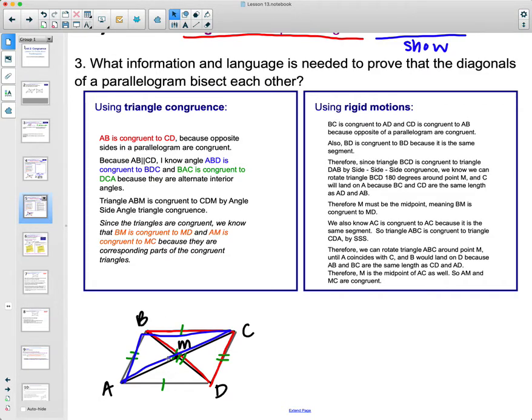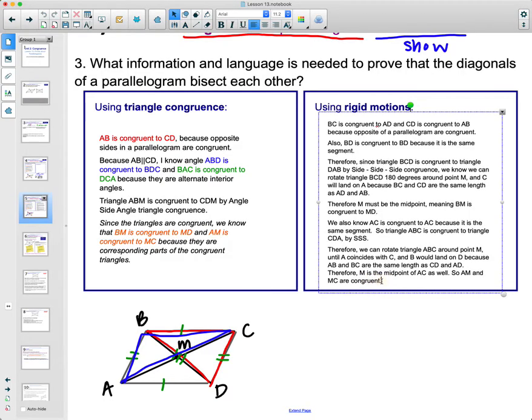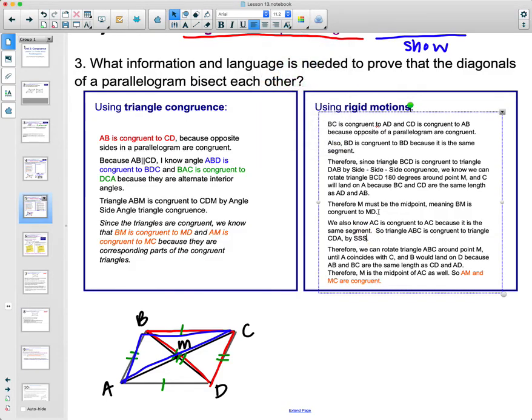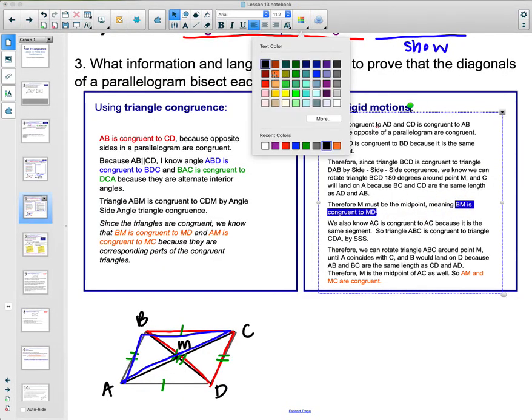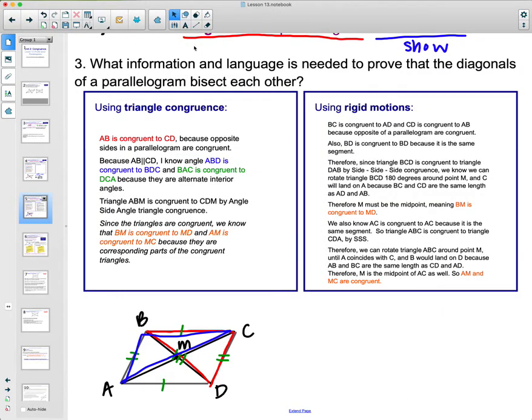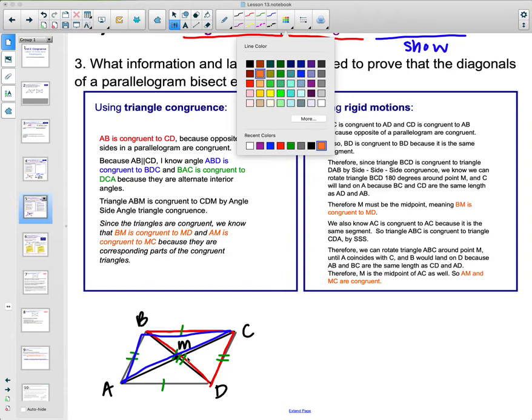Where you prove that you can rotate it around and that all the points will land on top of each other. So then you ended up getting those two diagonals to bisect each other. So you ultimately talked about how M was the midpoint of both. So getting BM congruent to MD, and you also proved that AM is congruent to MC. So you did prove that they bisected each other.